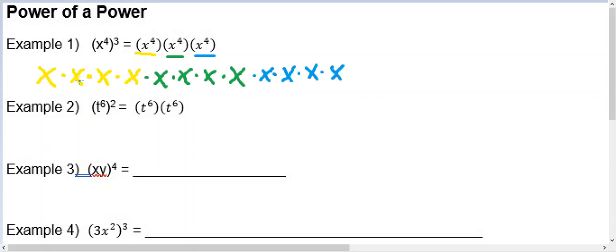So we have all these x's, and now we can simplify it. Now we can add up all of our x's and see how many total we have. We have 1, 2, 3, 4, 5, 6, 7, 8, 9, 10, 11, 12. So this would be x to the 12th power.